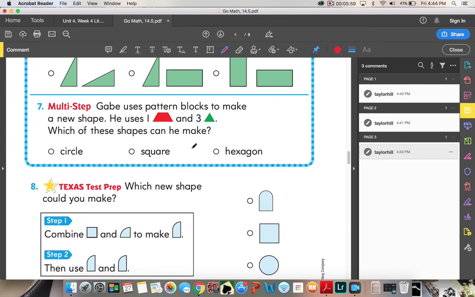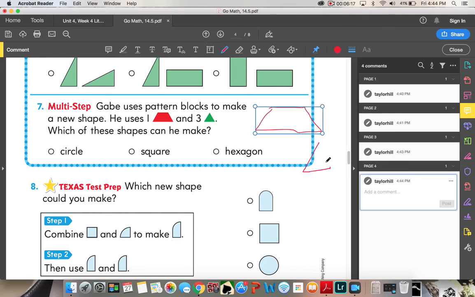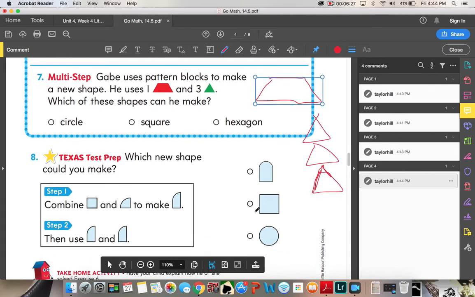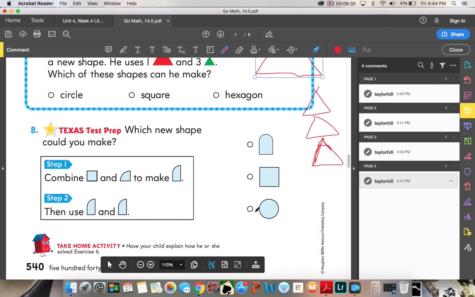Alright, number 7, Gabe uses pattern blocks to make a new shape. He uses 1 trapezoid and 3 triangles. Which of these shapes can he make? So you're going to need to draw your shapes physically out on the side. So you have 1 trapezoid and 3 triangles. 1, 2, 3. Let's make that a little bit better. There we go. Alright.